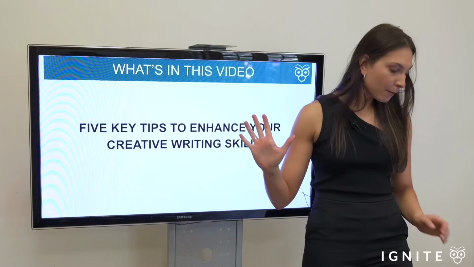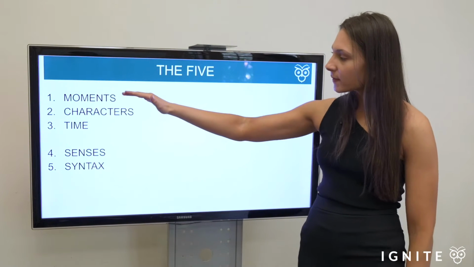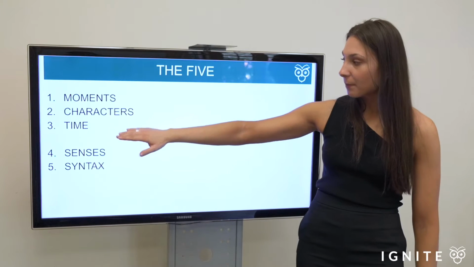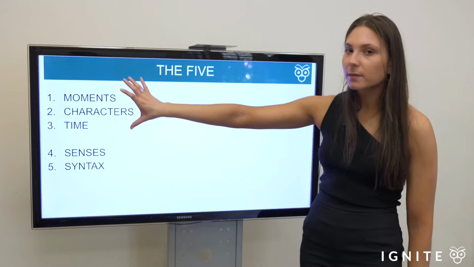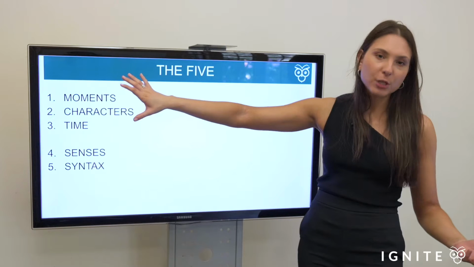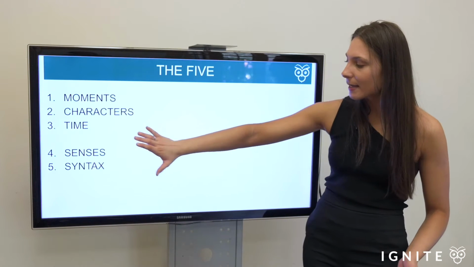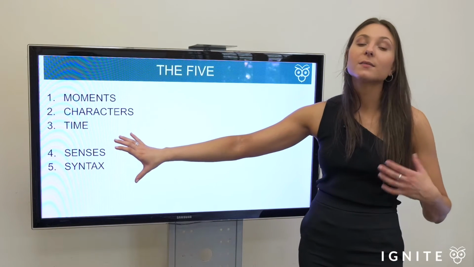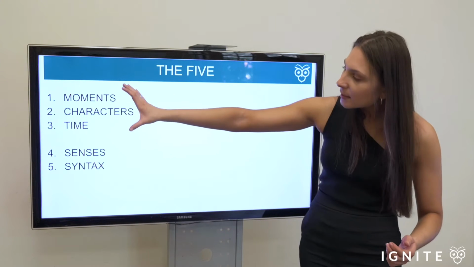Now, here are my 5. And I'll explain what they each mean individually: focusing on moments, how to alter your approach to characters, how to treat time. Now, these first 3 relate to the broader construction of your piece, so thinking about what you're actually exploring, the subject matter, really, of your piece. And my later 2, referring to senses and syntax, refer to actual tips relating to techniques and construction. So I'll speak to all 5 of those individually now, but I wanted to separate them in this way.